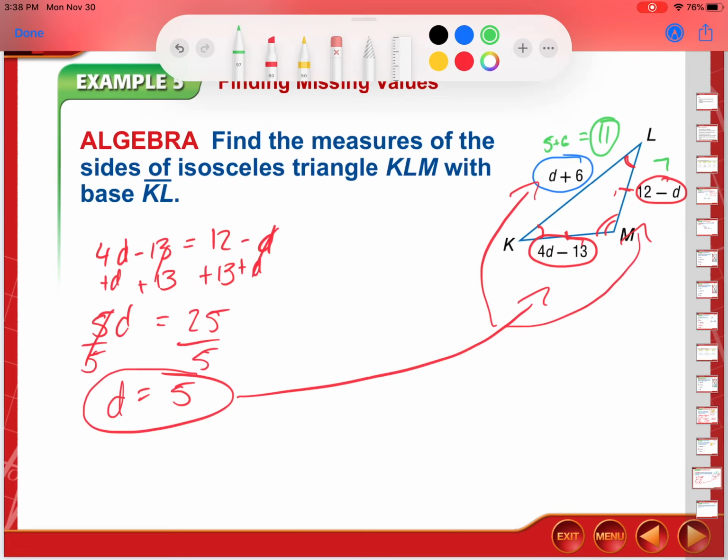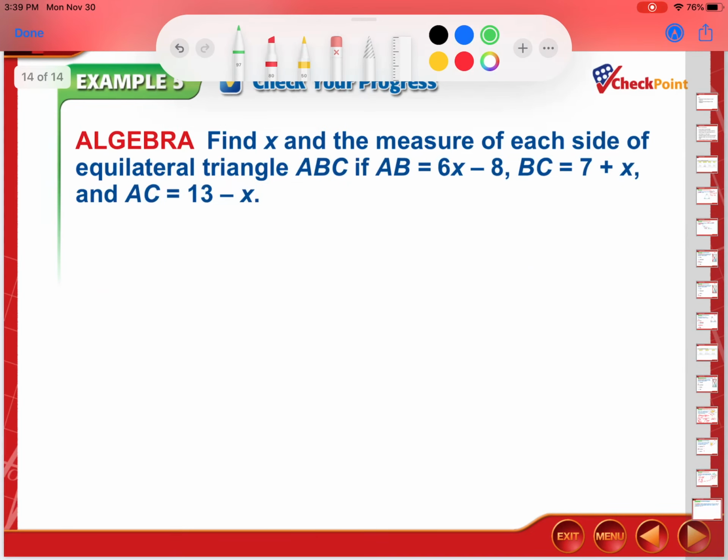For LM, it would be 12 minus D, or 12 minus 5. So that side length would be 7. And then my last one would be 4D minus 13, with D being 5. So 4 times 5 is 20, minus 13 would be 7. And this checks out because side LM and side KM are supposed to be congruent to each other. So that works out perfectly. Yay. Moving on.